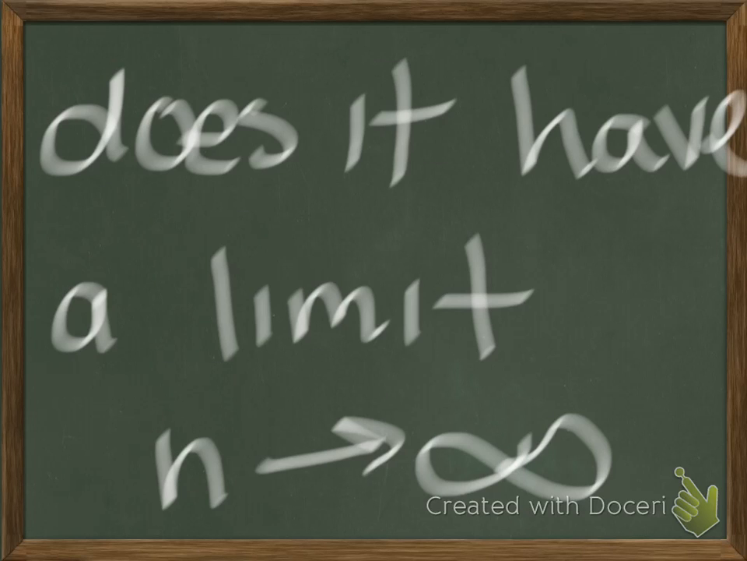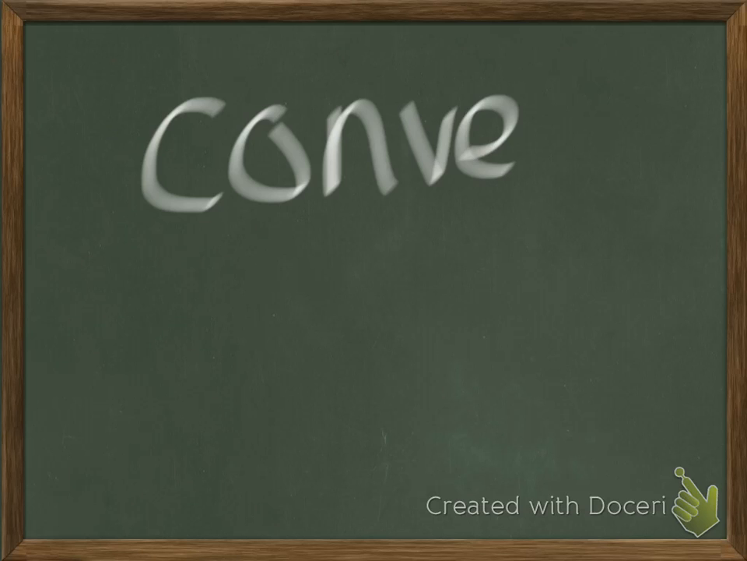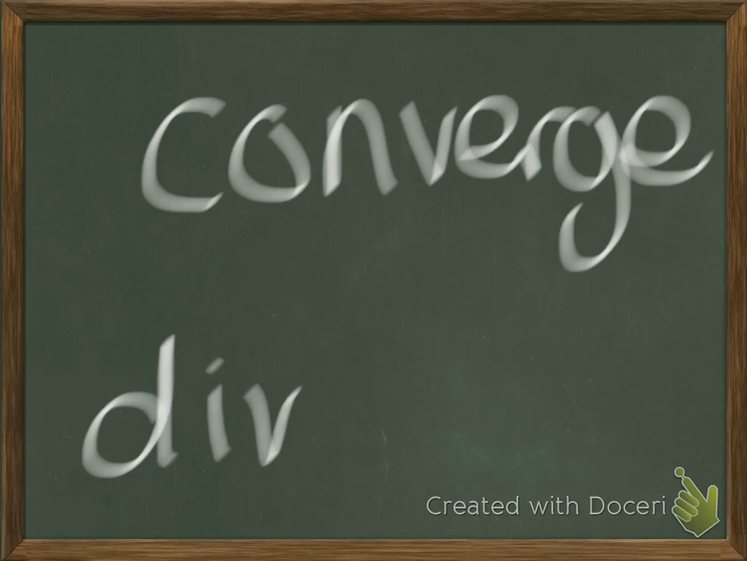Now, we say that if the sequence of partial sums has a limit S as n approaches infinity, we say that the series will converge. Otherwise, we say the series will diverge.